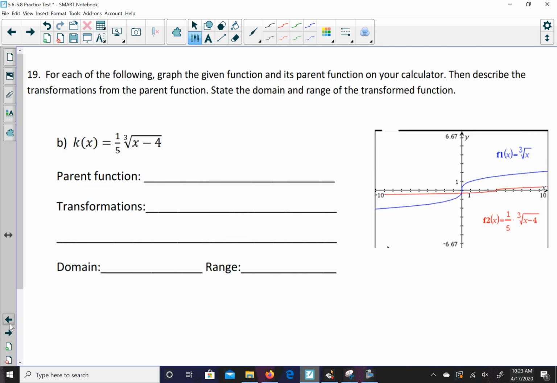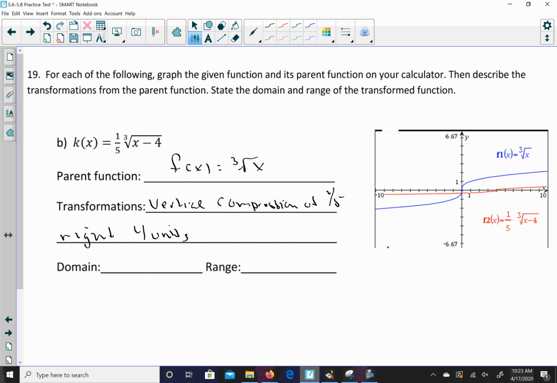Doing the next number 19, I have the graph and I decide that my parent function is f of x is equal to the cubed root of x. My transformations, this 1/5 is outside, so it's vertical. It's exactly what I see, so I'm going to say a vertical compression of 1/5. Then this minus 4 inside the radical with the x, opposite of what I think, so it's going to move the graph right 4 units.